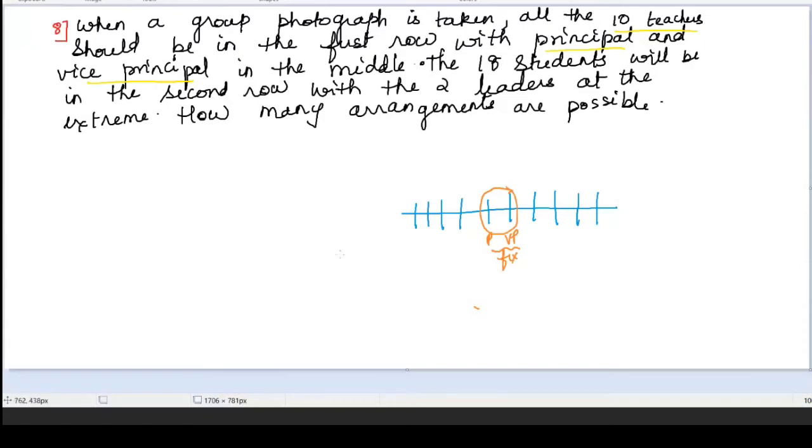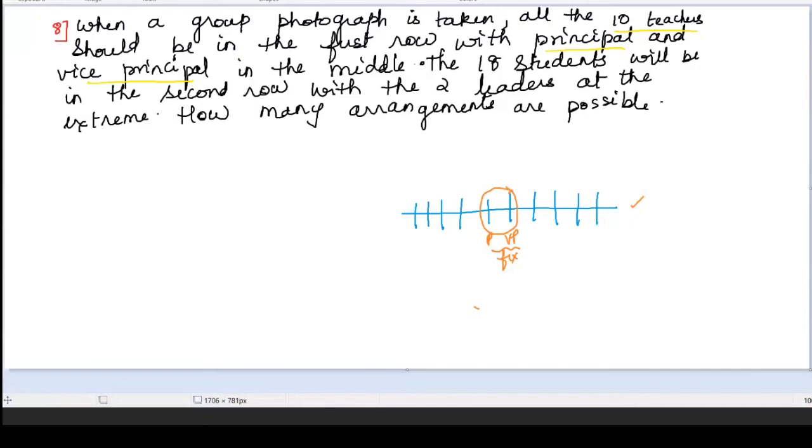Now check how many arrangements are possible. So this is the first line. Let me come to the arrangements a little later after I arrange the second line. Is the first line clear? Anybody wants me to repeat the first line? In the first line it is told there are 10 teachers. Among the 10 teachers, principal and vice principal should be in the middle. So I just put a circle for them such that they are in the middle. For this side and for this side teachers are there. So that is the first row.